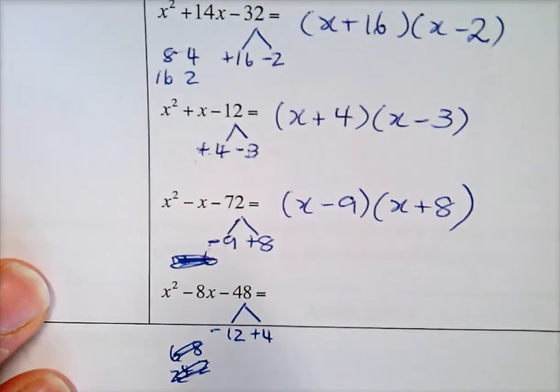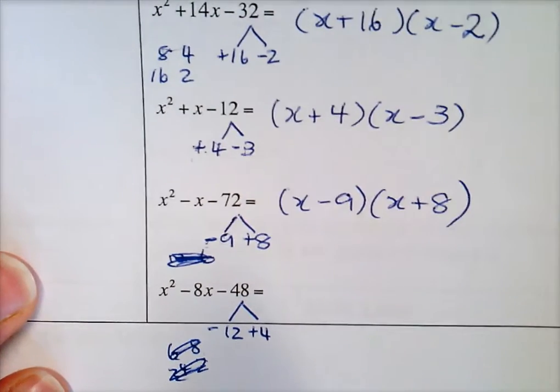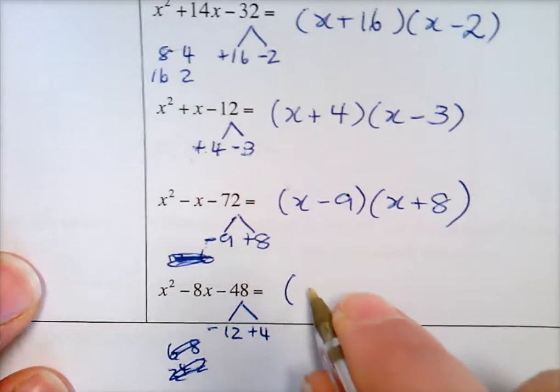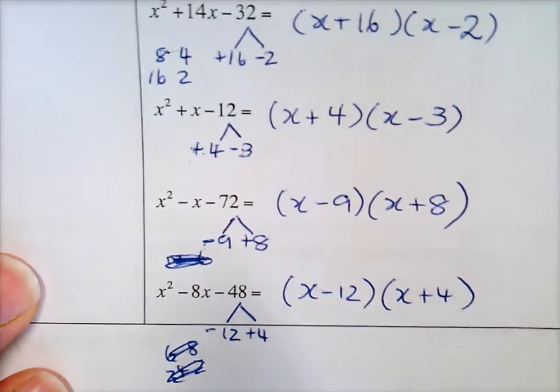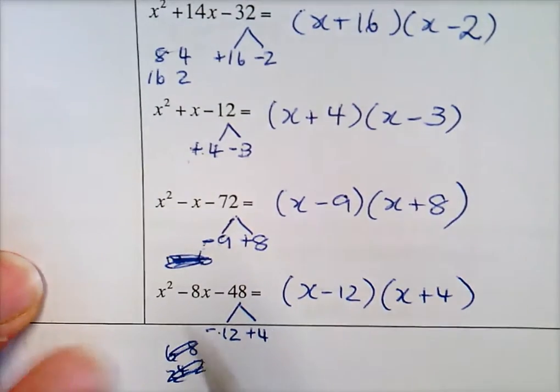Good. Minus 12 plus 4. Plus 4 minus 12, same thing. Minus 12 plus 4. Multiply negative 12 and positive 4, you get negative 48. Add negative 12 and positive 4, and it gives you negative 8.